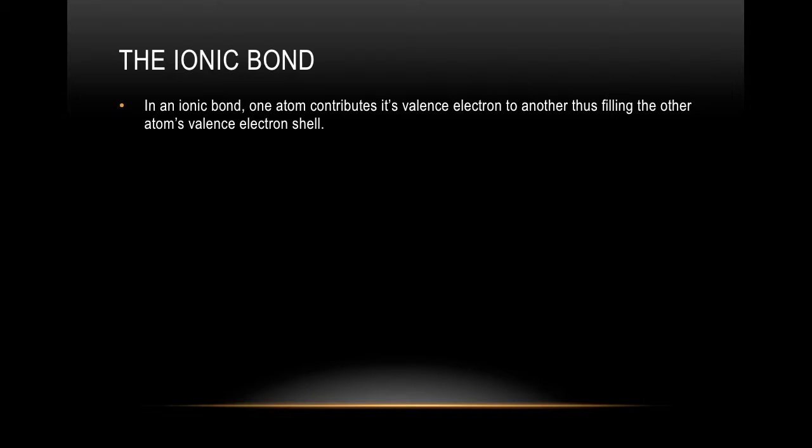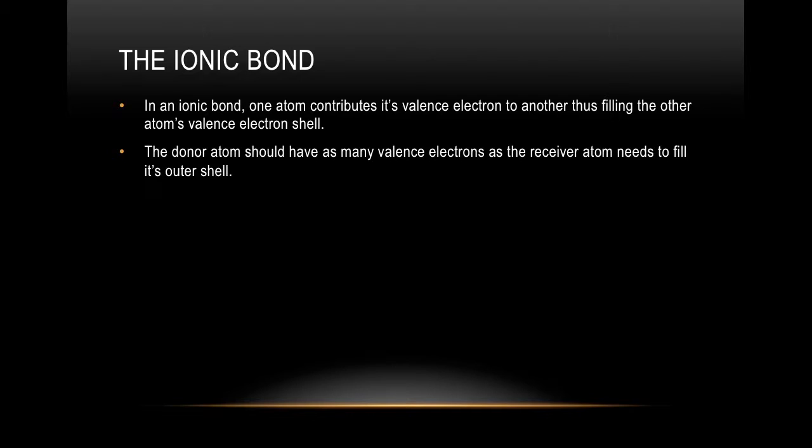Let's say one atom has 7 electrons, it needs one more electron to fill its electron shell so it can be stable. So what it does is that it gets an electron from another atom which only has 1 in its electron shell, and that's how the ionic bond is formed. Now, the other point of the ionic bond is that the donor atom should have as many valence electrons as the receiver atom needs to fill its outer shell.